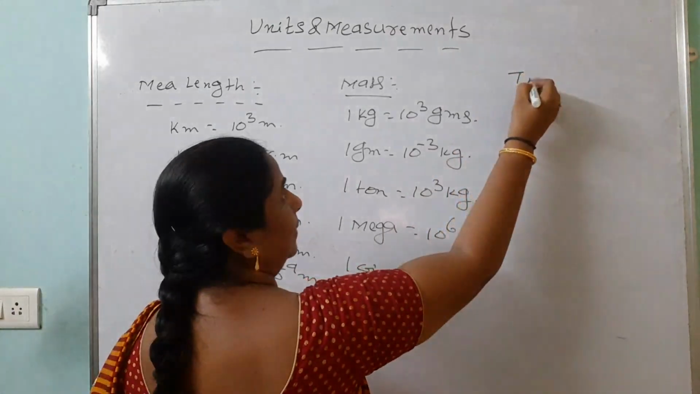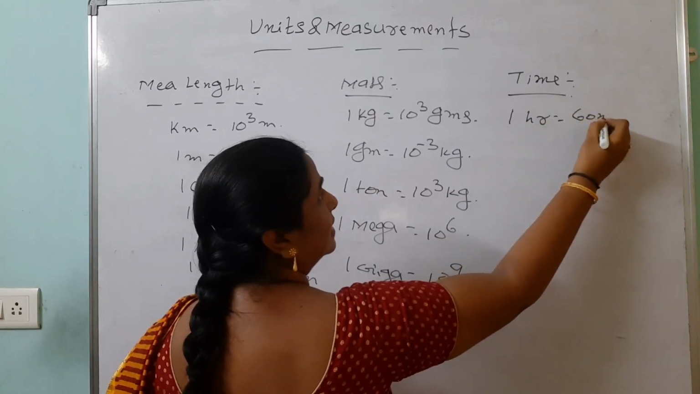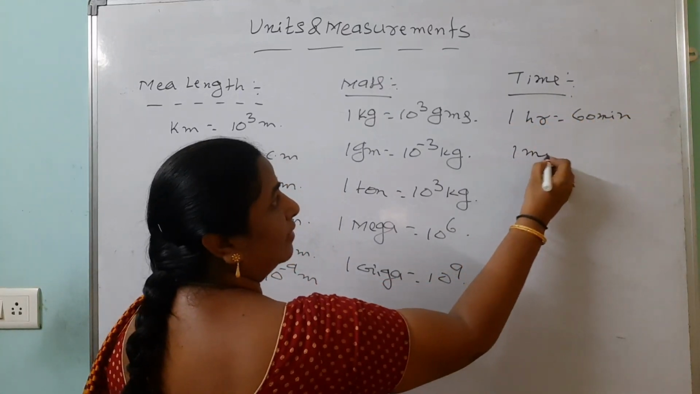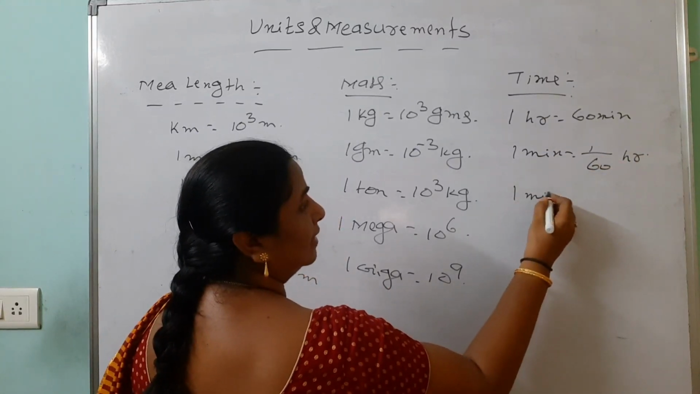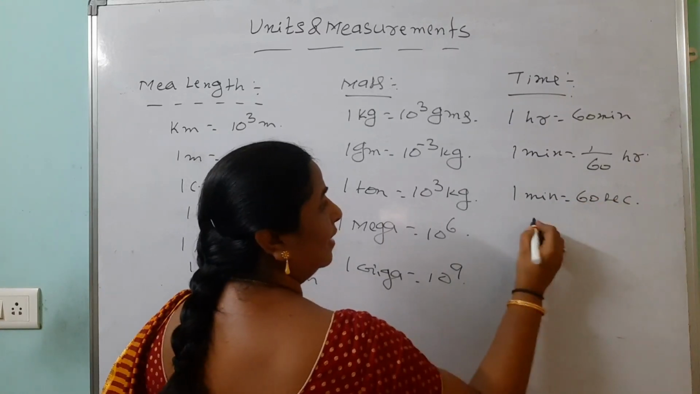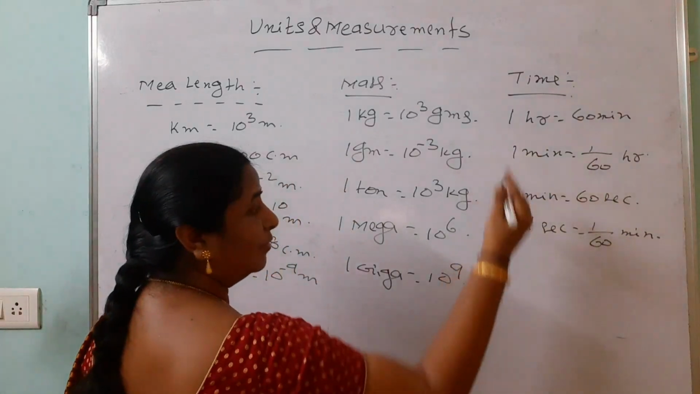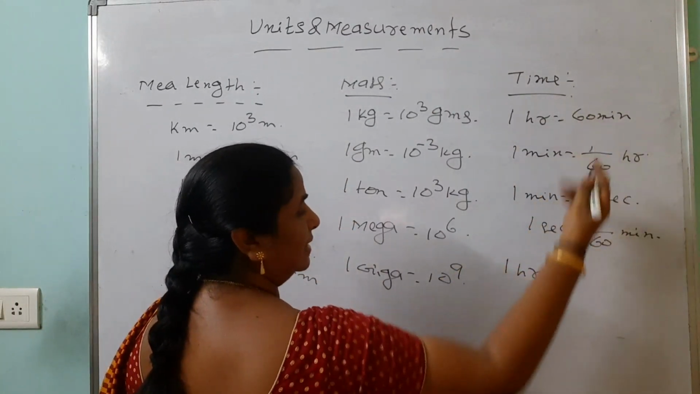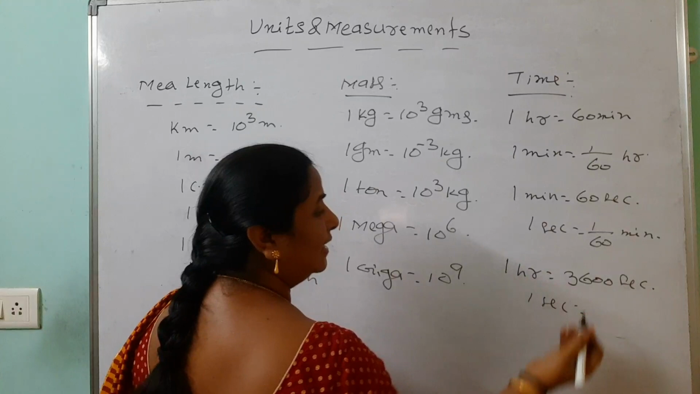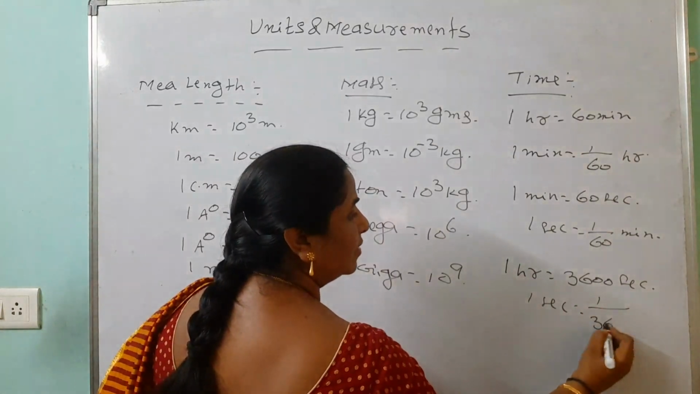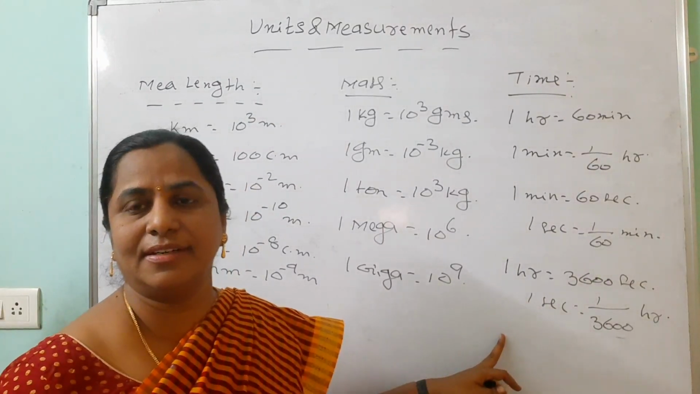When we go through time, you know that 1 hour equals 60 minutes. 1 minute equals 1 by 60 hours. 1 minute equals 60 seconds. Then 1 second equals 1 by 60 minutes. These are the conversions. 1 hour equals how many seconds? 60 into 60, 3600 seconds. 1 second, how can you write in terms of hours? 1 by 3600 hours. So we can give the relation between different systems.